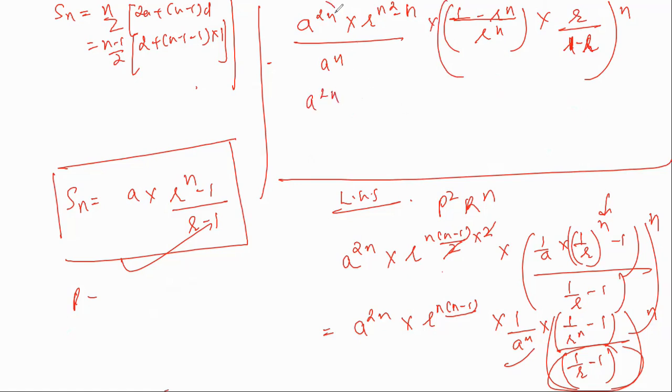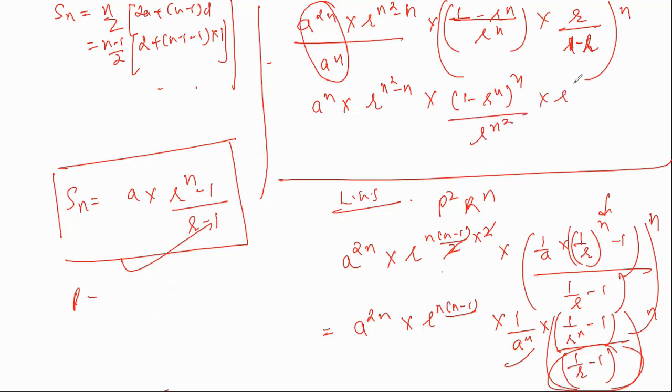Now let's solve this. If we solve this one, the bases are the same and they are both in division. So a raised to the power 2n minus n is a raised to the power n. R raised to the power n square minus n. Now n multiplied by n is n square. This is left. Okay. Now nothing else is there. So what we do, because these two bases are the same, we can add the powers.